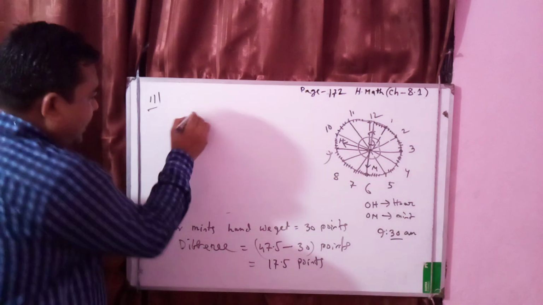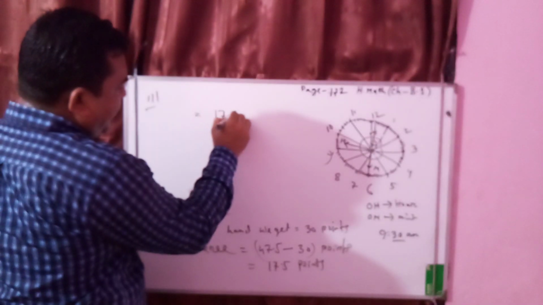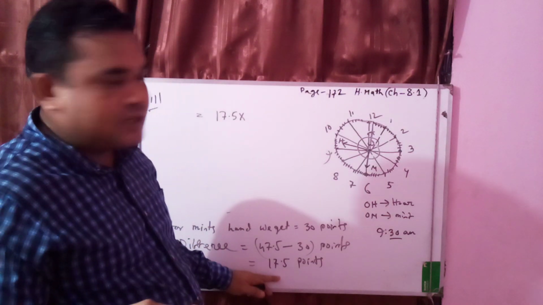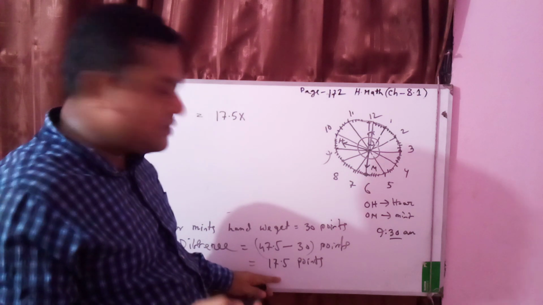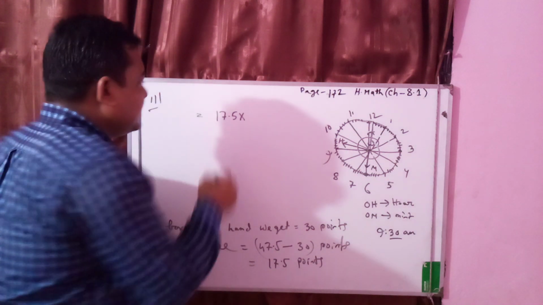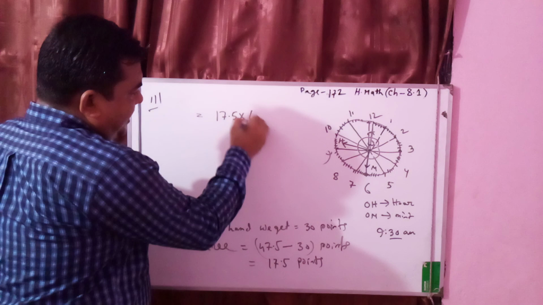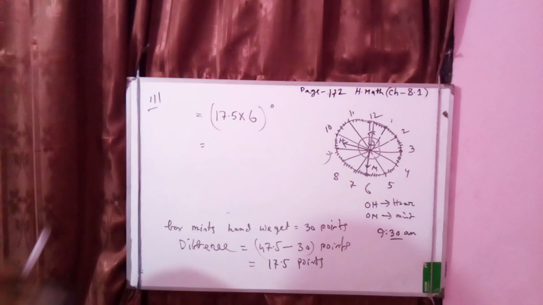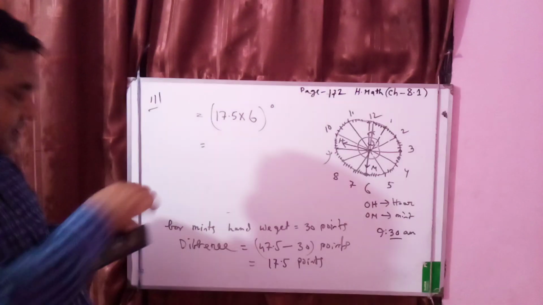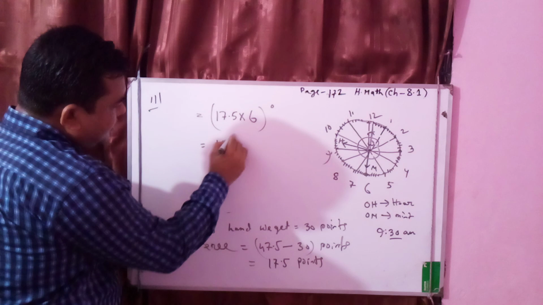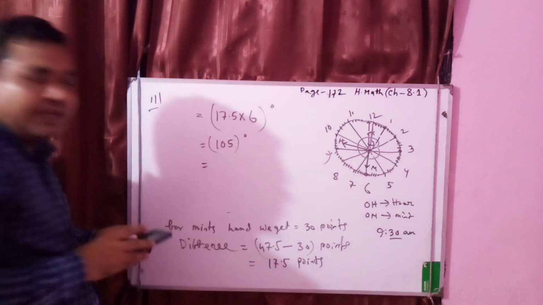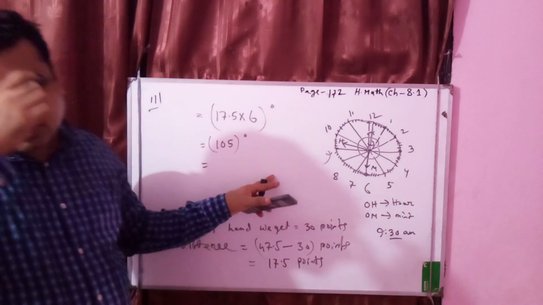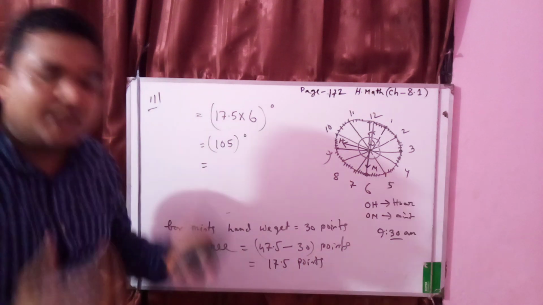So then we can write 17.5 multiplied by 6, since one small point gives 6 degree. So we convert to degree, 17.5 multiplied by 6, and we get 105 degree. Then we convert degree to radian, because the produced angle theta we always convert to radian.